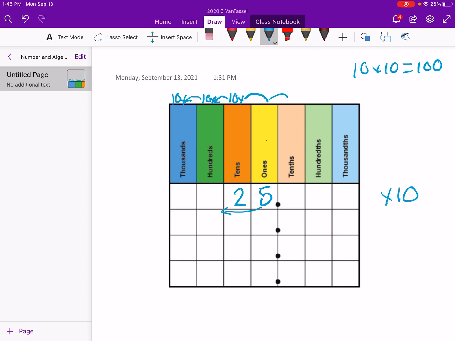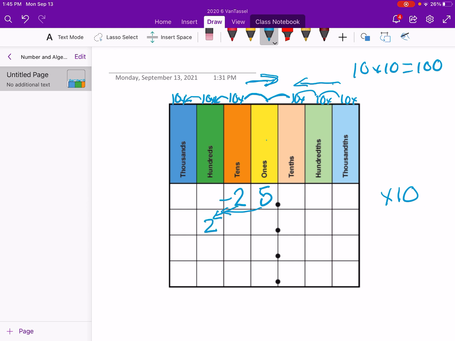And if you go the opposite direction, it's 10 times smaller for each of these columns. So going this direction makes 10 times bigger, and this direction is 10 times smaller. So if I have 25 and I'm multiplying by 10, the number is going to get bigger. So these numbers have to go over one space. So I'm going to redo it.